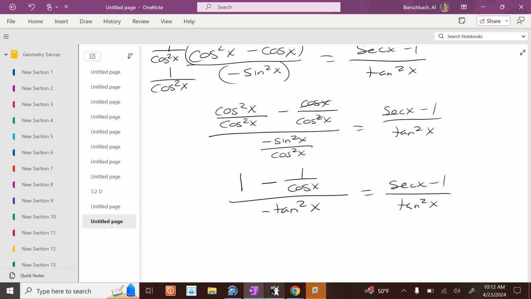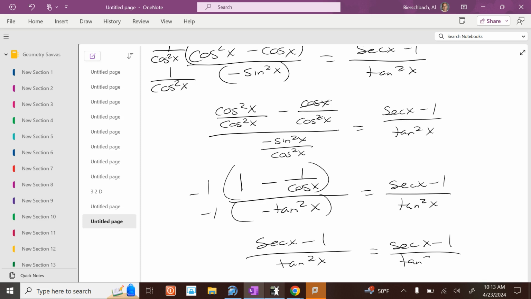Now, my 1 should be negative. My secant should be positive, and this is secant, right? And my tangent should be positive. So what do I have to do on the top and bottom? Multiply by a negative 1. So if I multiply by negative 1, I can change my cosine into secant of x minus 1 over tangent squared of x. Okay, so there we go.